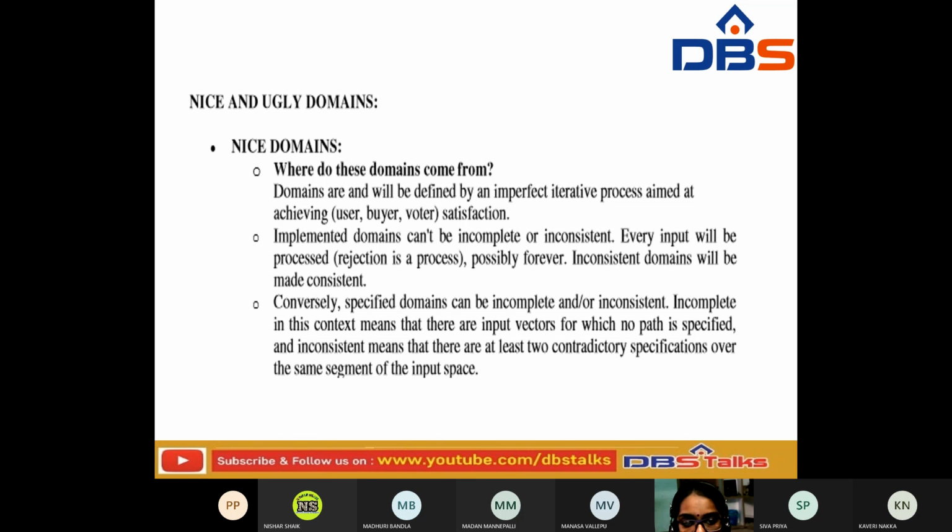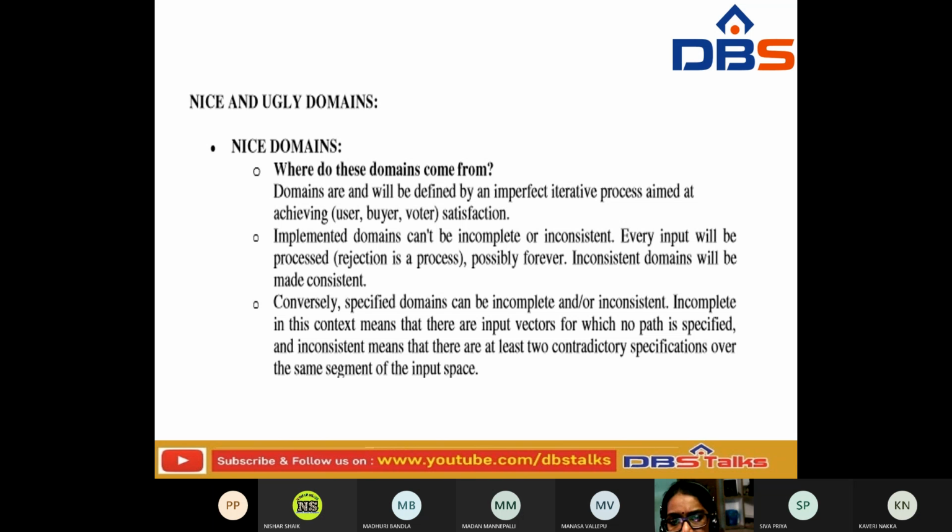What is the user satisfaction? The user has to be provided the best product, and the buyer has to receive the best product. What is the voter satisfaction? Here the voter satisfaction is that he has to use the best product. Based upon all these satisfactions, we have to achieve the goal by performing the iterative process. For that, the implemented domains that can't be completed are inconsistent. Every input will be processed possibly forever.